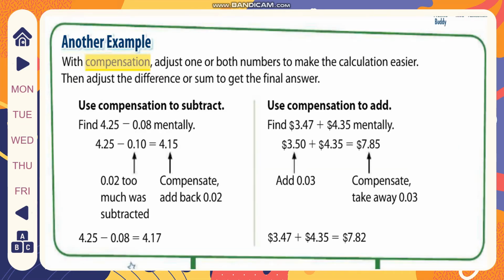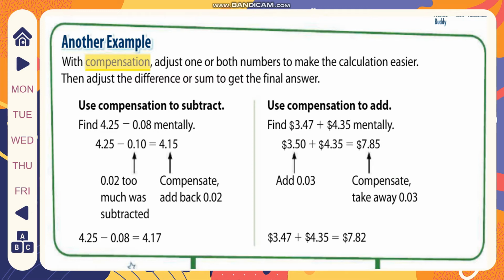So, how to use compensation? Compensation means you need to adjust one or both numbers to make the calculation easier. Then adjust the difference or sum to get the final answer. If you want to adjust the digit, it is much better that it ends with 0 or 5, or is a whole number, to make it easy.